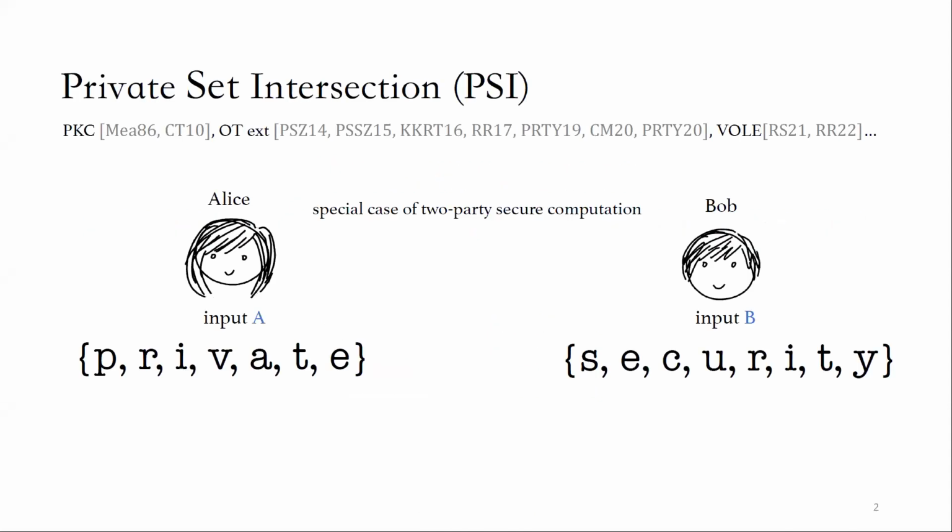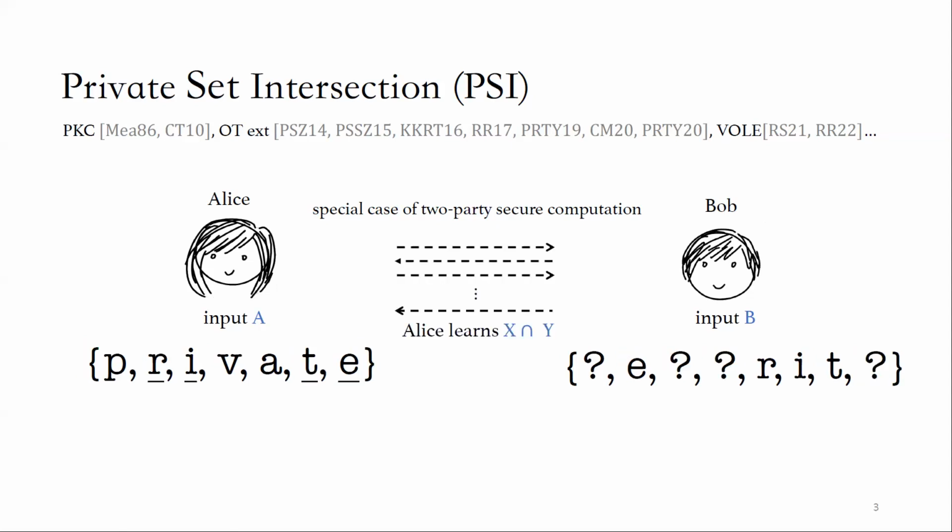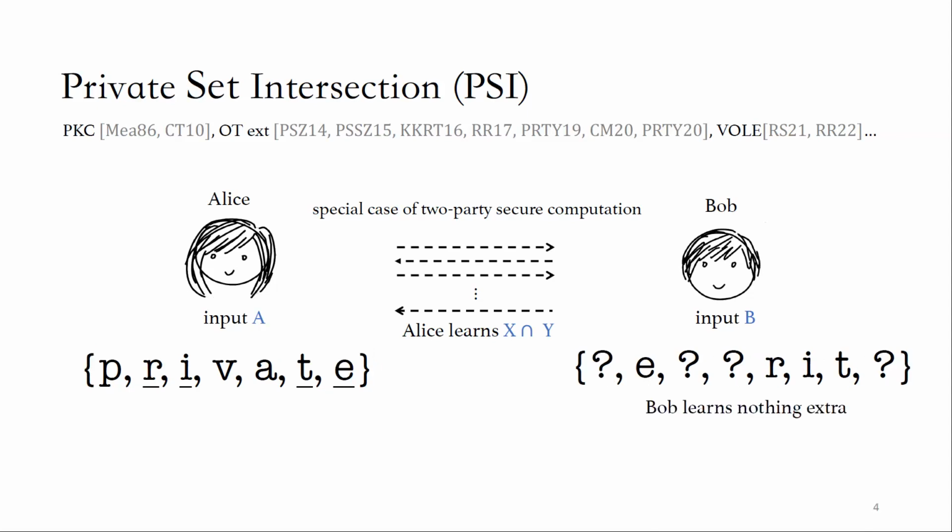Private set intersection is a special case of secure two-party computation. Here, Alice and Bob each have a private set of elements, and Alice wants to learn the intersection of their sets. That is, she learns that the letters R, I, T, and E are common between both their sets. Bob is suspicious of Alice and wants to be assured that Alice only learns the intersection, and everything else about his private input is hidden from her. On the other side, Alice is even more suspicious of Bob and wants to be assured that Bob learns nothing about her private input during the course of the protocol.